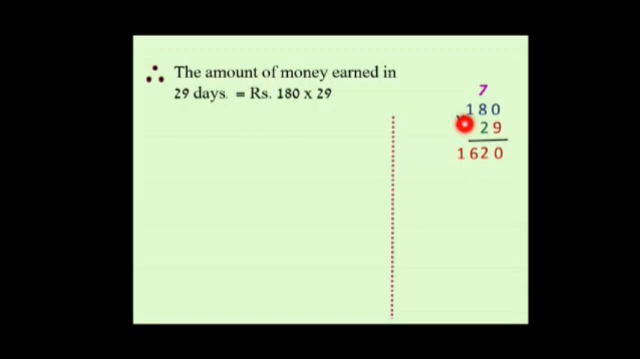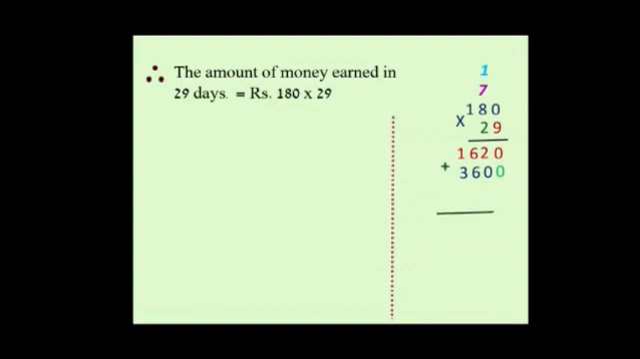9 ones are 9. Then we will add this by 7. So it will be 16, right? Now we will multiply 180 by 2. Then 2 zeros are 0. 2 8s are 16. 6, carry 1 over here. Then 2 ones are 2 plus 1, 3.